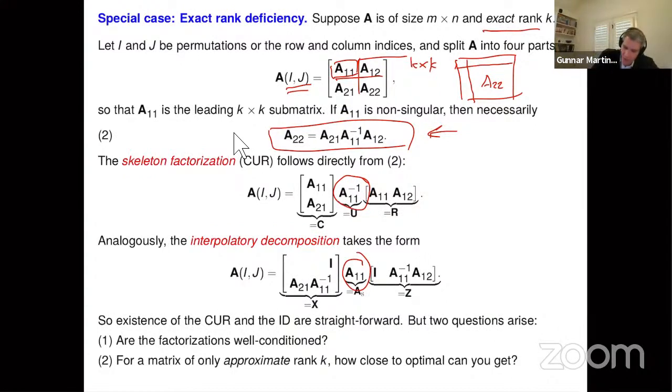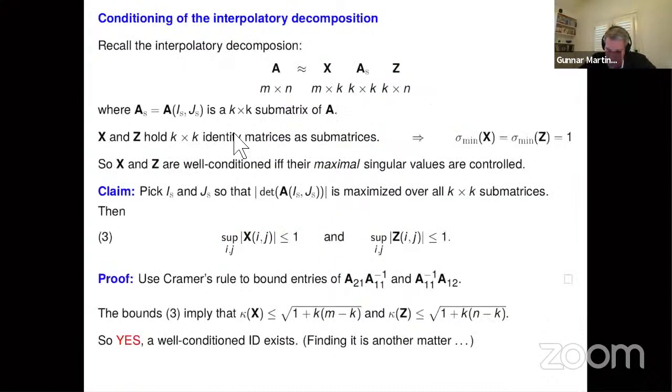And then the even more interesting question is, if you have a matrix that's only of approximate rank, and you look for a factorization with this very special structure, how close do you get in terms of approximability? How well do you do in approximating the matrix? So let us address these two questions with a very quick overview of what's known. We'll start with the conditioning of the interpolatory decomposition. The interpolatory decomposition looks like this. Remember, the matrix.